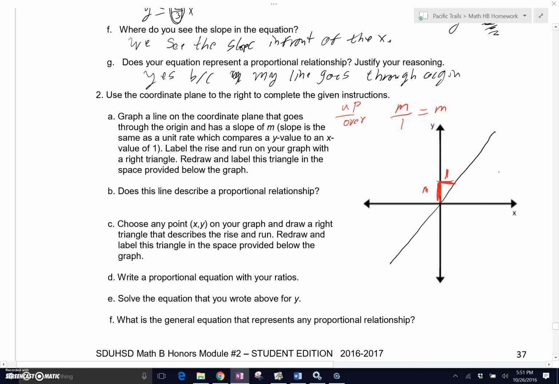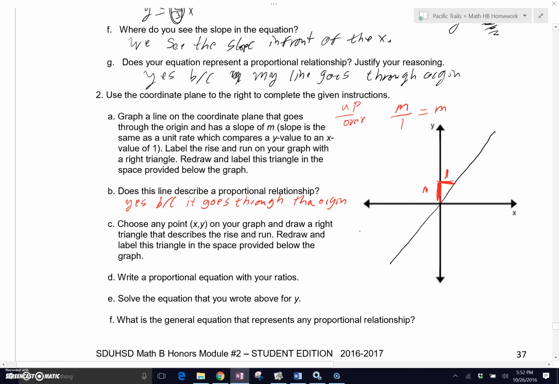All right, and it says, does this line describe a proportional relationship? And yes, it does. Yes, because it goes through the origin. Now it says choose any point similar like we just did on the graph and label it x and y and draw another right triangle.